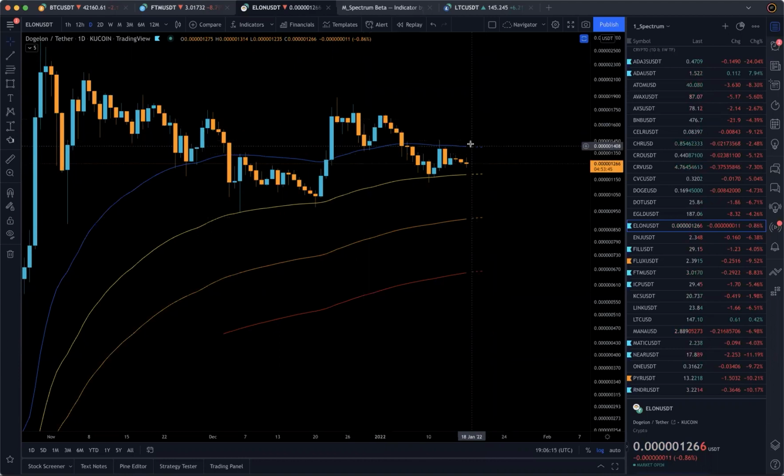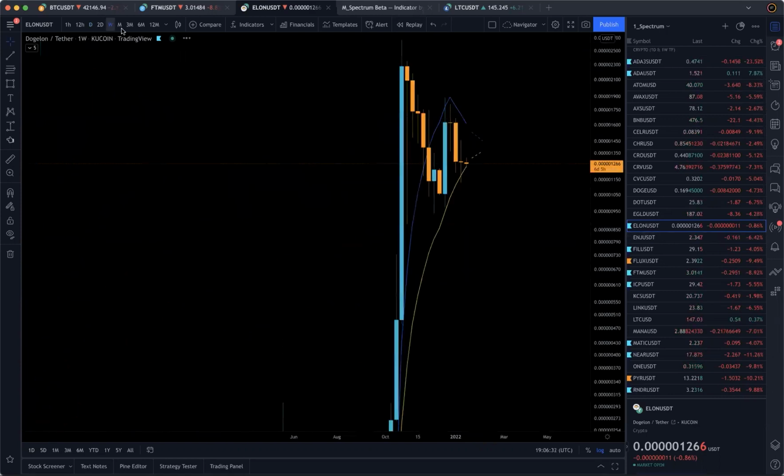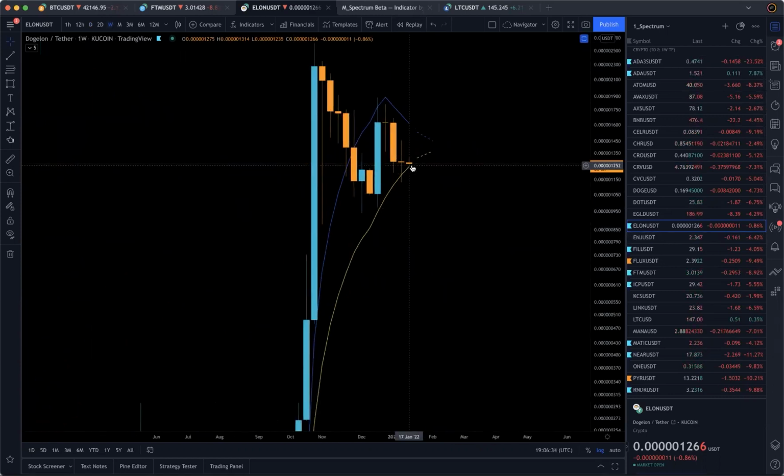But again, even if it breaks above the blue, then the blue becomes support. Right now the yellow is support. If it breaks above, the blue is your support, and then yellow becomes your secondary support. On a weekly it's on yellow. There's not enough data points, so only 2 lines here.